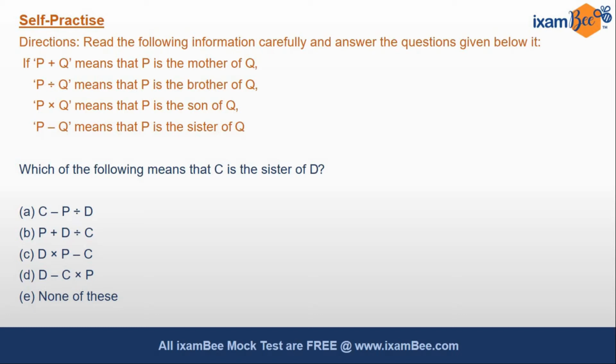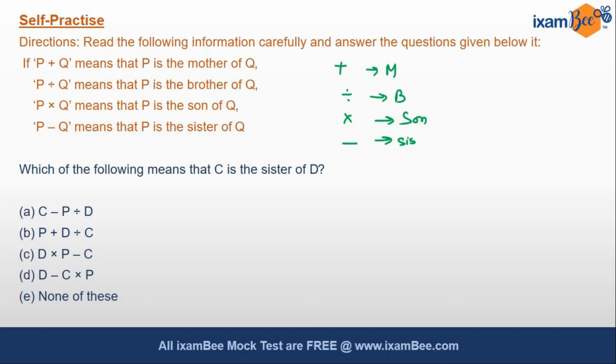The question says, read the following information carefully and answer the questions given below it. So it's based on the coded blood relationship topic. Let's quickly try to decode all these symbols so that we can come to some answer. Friends, I have decoded the symbols. I have written the short form. Let's read the question. Which of the following means that C is the sister of D?